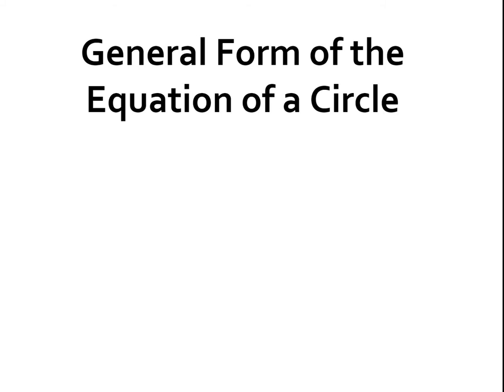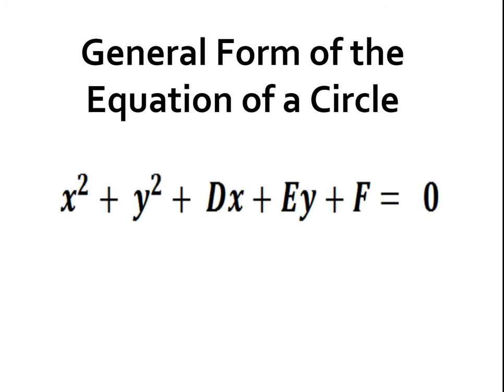So let us discuss what we mean by the general form of the equation of the circle. The general form of the equation of the circle is given by x squared plus y squared plus dx plus ey plus f equals 0. So remember that. Whatever is the coefficient of x represents d. And whatever number is beside y represents e. And whatever constant is given, it is f. Okay, can you follow?